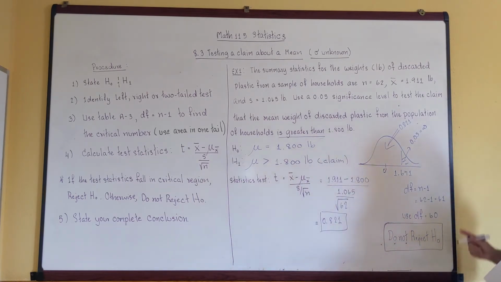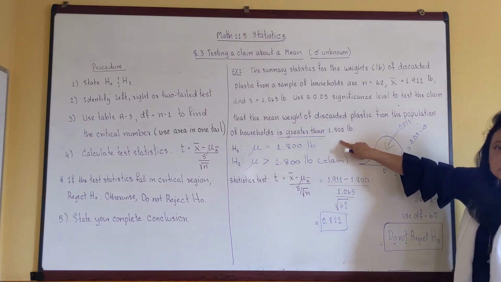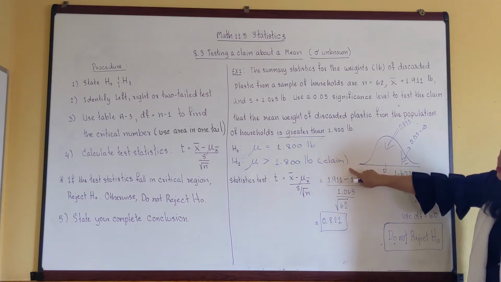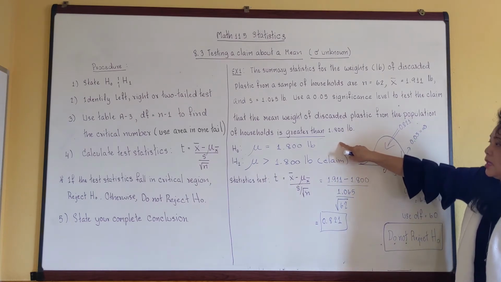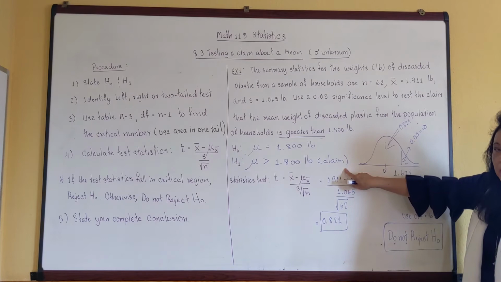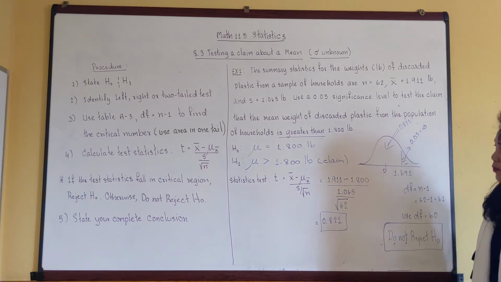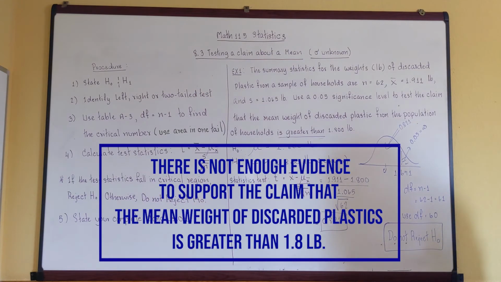Now let's go back to our claim. We do not reject H naught, but the claim is the alternative hypothesis. Since we don't reject this, we do not have enough evidence to support the claim that the mean weight of discarded plastic from the population of households is greater than 1.8 pounds.